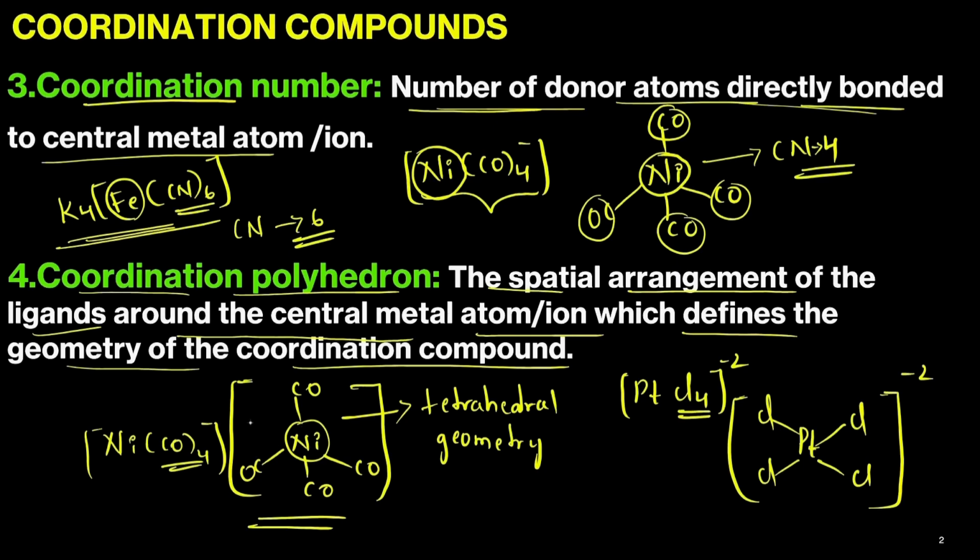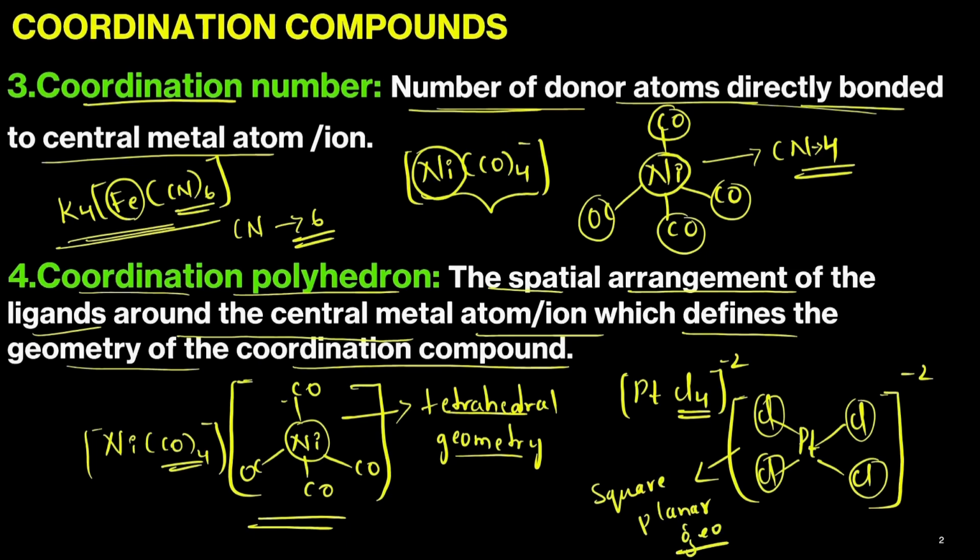But the difference is, here the spatial arrangement of the ligands around the central metal atom is such that it gives tetrahedral geometry, and here the spatial arrangement of the ligands around the central metal atom is such that it gives square planar geometry. Okay, the number of ligands in both cases is the same, but the spatial arrangement of the ligands around the metal is different, so you are getting different geometries. So in this case we are getting tetrahedral geometry and here we are getting square planar geometry because of the spatial arrangement of the ligands around the metal. Okay, this is nothing but the coordination polyhedron.